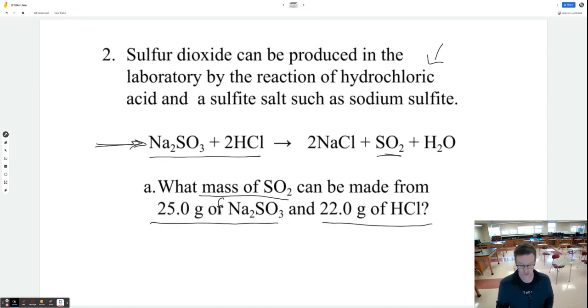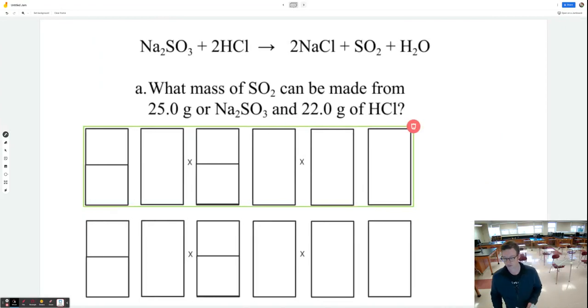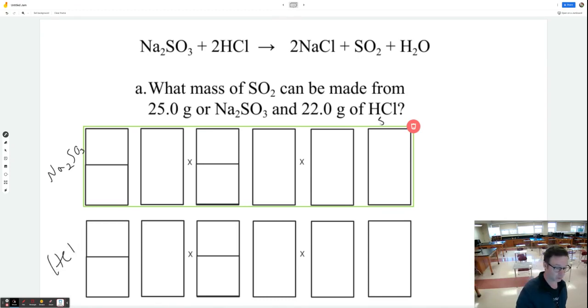So we can't just assume that, oh, well, the number that's smaller is going to run out first. It doesn't work that way. Sometimes it does, but you can't count on that. So we're going to have to do some calculating to figure out which one of these reactants runs out first and is therefore the limiting reactant. So we have two different calculations that we're going to perform. We're going to run the numbers once with Na2SO3, and then we're going to run them again with HCl. Both times we're working on the same product.